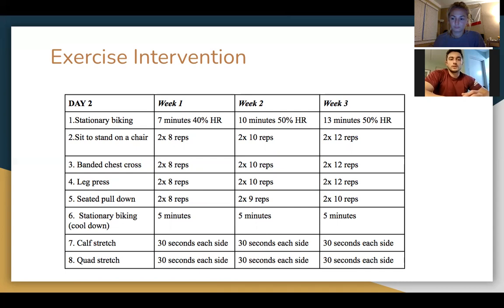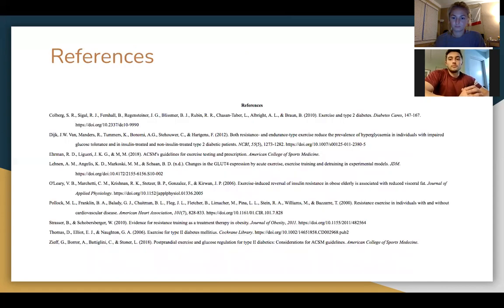And those, again, as you can see, are progressing between weeks from 1, 2 to 3, increasing in sets and reps for some of them. And then, of course, the cool down and the stretching we kept the same because those are more for flexibility and cooling down, like I just said. So these are all backed by different research and studies that you can see here in our references, as well as guidelines from ACSM that we followed for these.